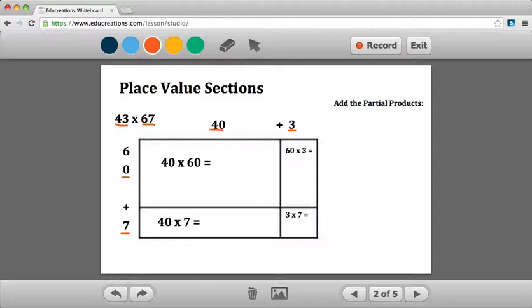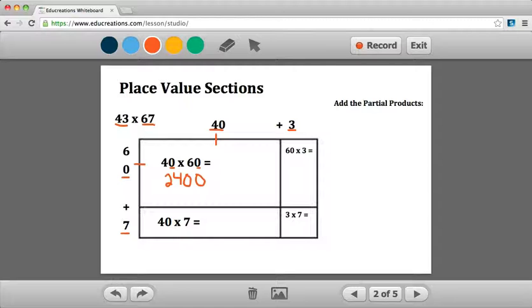43 times 67. If we look across, we want to take 60 times 40. As we have previously done in our prior lesson, we know that 6 times 4 is 24. And we know that there are how many zeros in our product here? 1, 2. So you're going to add 2 zeros. So we have 2,400. And you're going to go on to the next one.